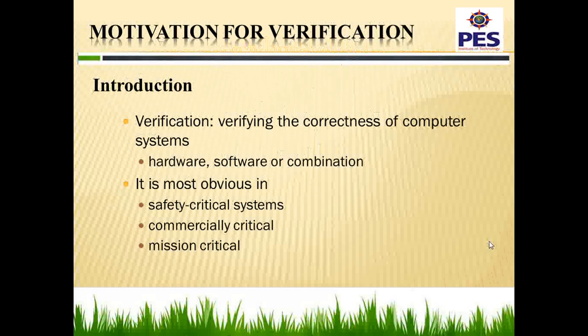Let us see what is the motivation for verification. Verification is verifying the correctness of computer systems. A computer system is nothing but hardware, software, or a combination of both hardware and software. Why do we need this? Because verification is motivated by safety critical systems, commercially critical and mission critical. Safety: everyone nowadays needs the safety of their systems, because they might store some important data that should not be shared with others. And commercially critical, mission critical.